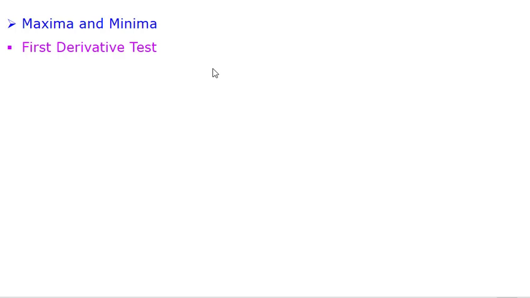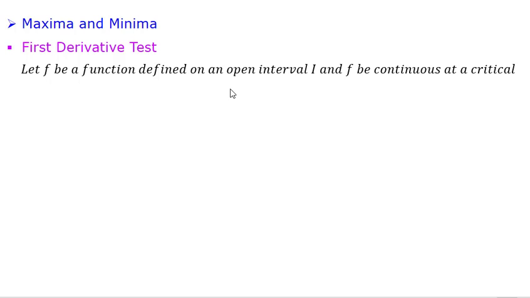First, one method is the first derivative test. First derivative test means we are going to differentiate the function once, and we have one more method called the second derivative test, where we are going to differentiate the function twice. So let us first examine how using the first derivative test we arrive at a maximum or minimum value of a function. So let f be a function defined on an open interval I, and f is continuous at a critical point C in I.